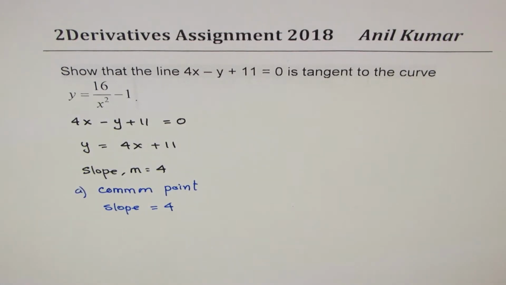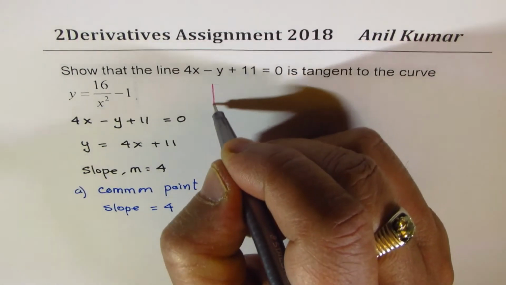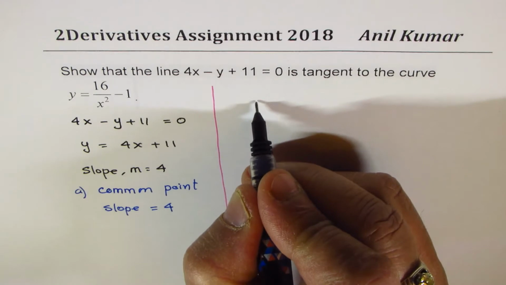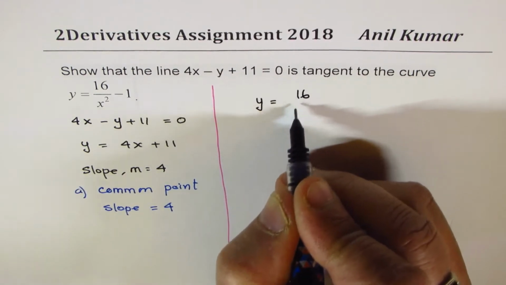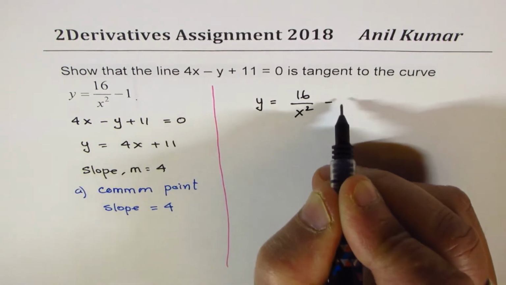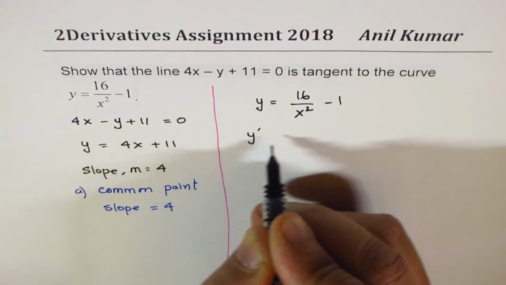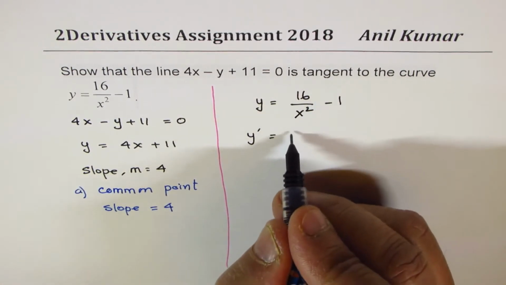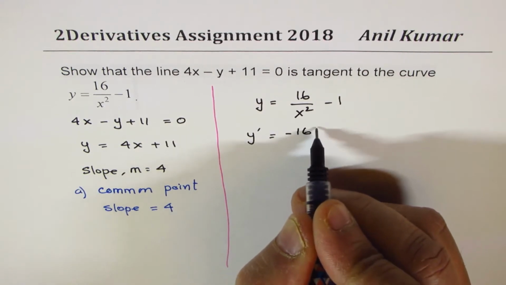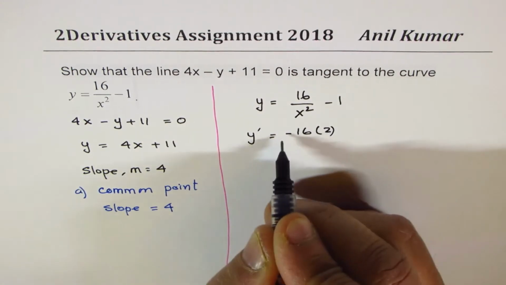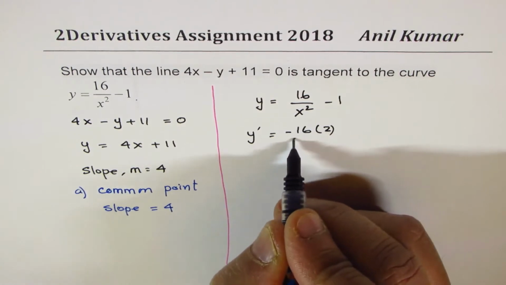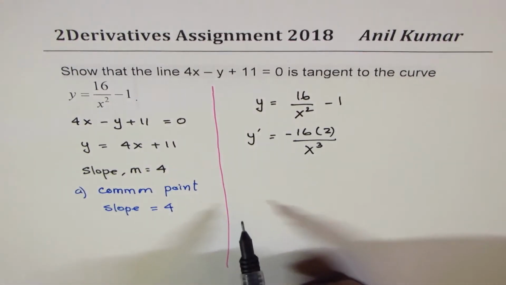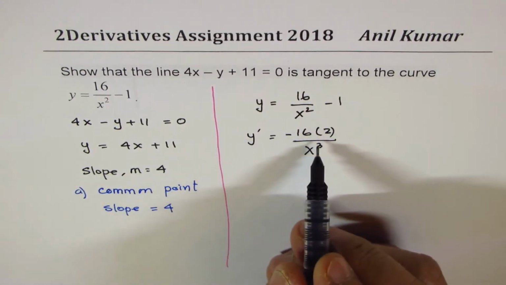So what we can do here is find the general equation of the slope for the given curve. We are given the curve y equals 16 over x squared minus 1. The derivative will be, this is x to the power of minus 2, so it will be minus 16 times 2, I should have written minus 2, but that's okay, x to the power of minus 3, which just comes here. Perfect. So at this point, this is the slope.